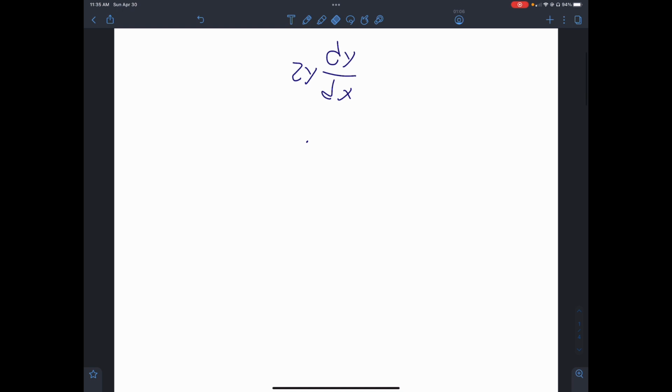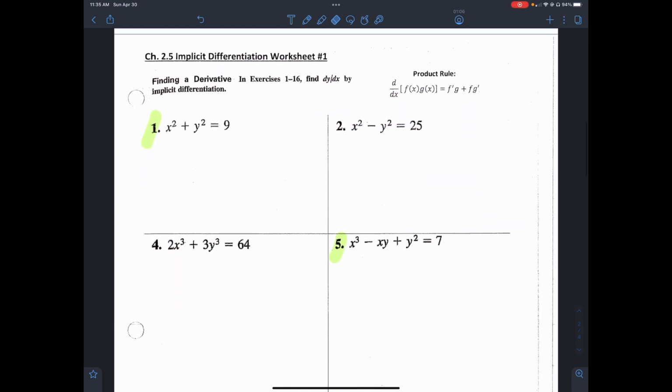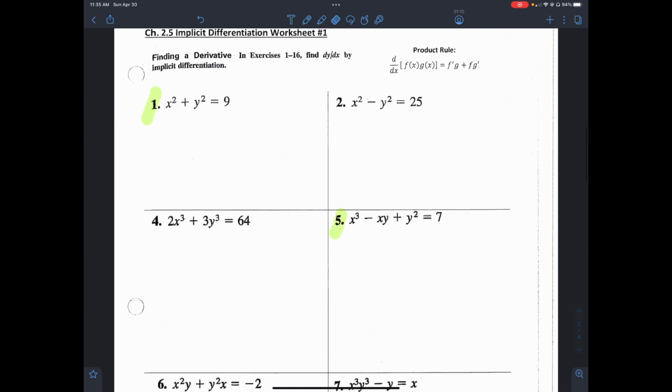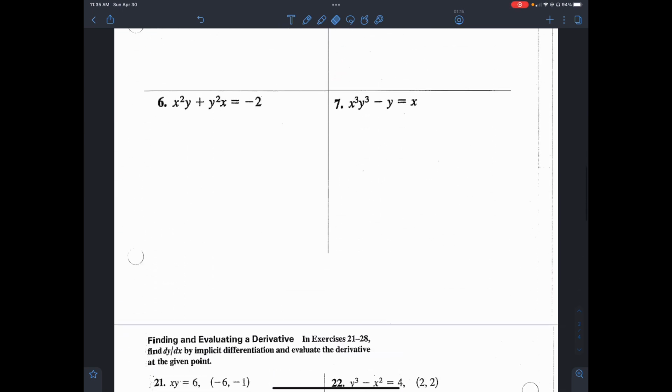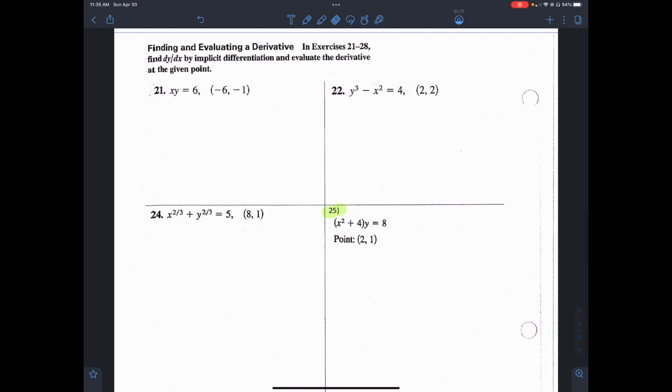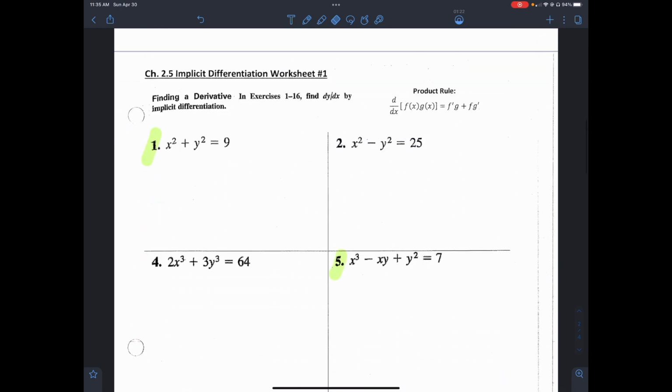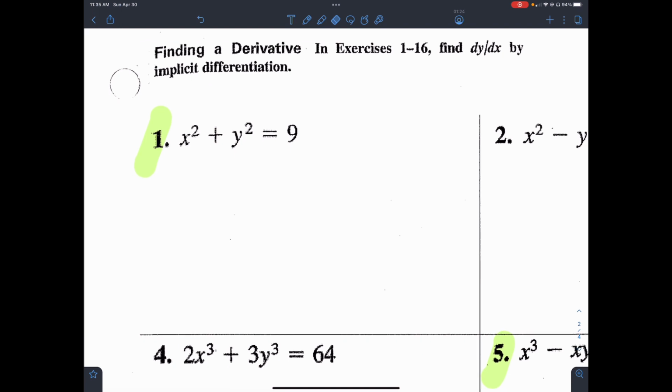So we'll do this worksheet. We're going to do 3 problems: a basic one, then one with the product rule, and then one just finding the slope after you've found dy dx. And then you should know what to do when you see one of these problems. So first things first, you're going to be multiplying by d over dx. So I'd like to write that to start.